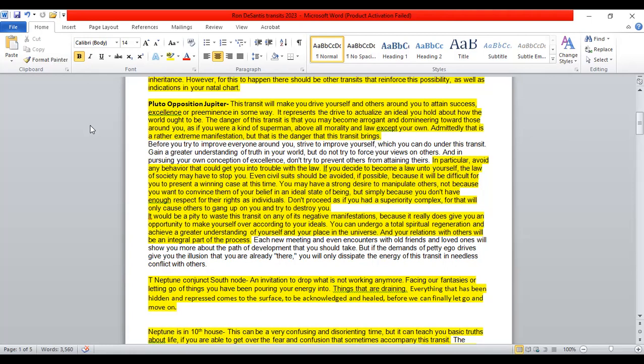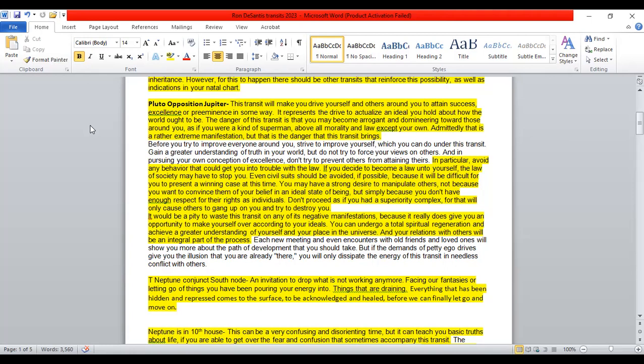Second time we're hearing this. If you decide to become a law unto yourself, the law of society may have to stop you. Even civil suits should be avoided, if possible, because it will be difficult for you to represent a winning case at this time. You may have a strong desire to manipulate others, not because you want to convince them of your belief in an ideal state of being, but simply because you don't have enough respect for their rights as individuals. Don't proceed as if you had a superiority complex, for that will only cause others to gang up on you and try to destroy you.